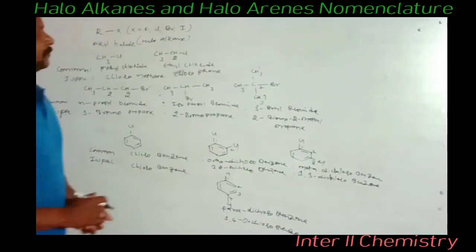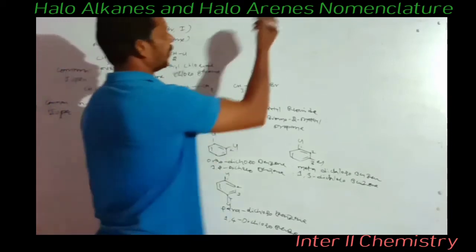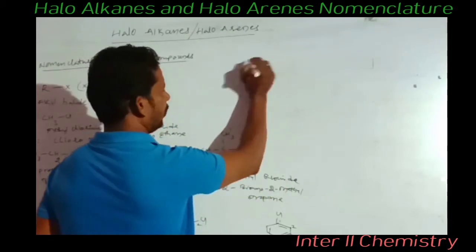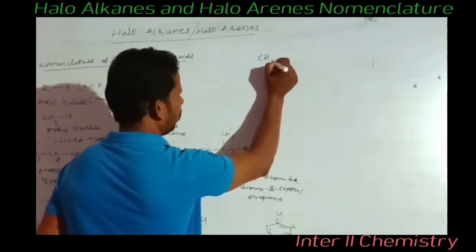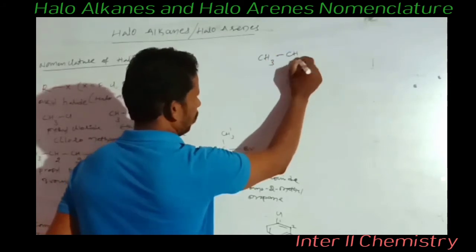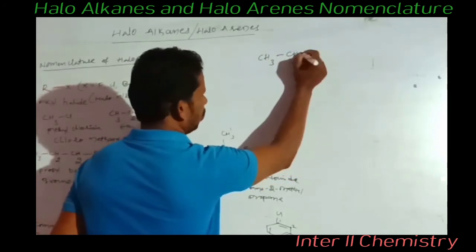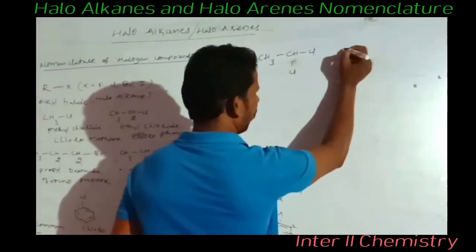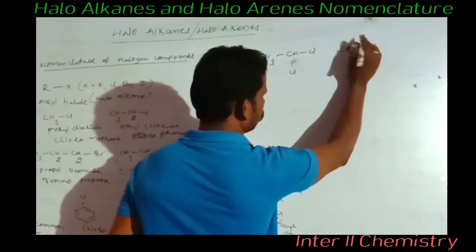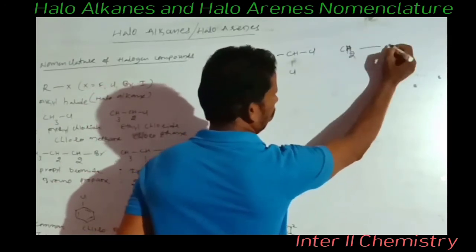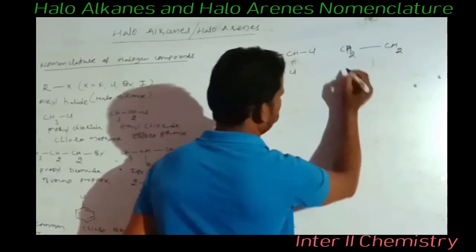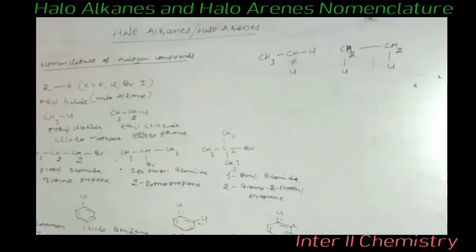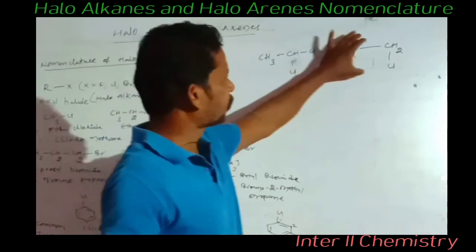Next, the other one: dihalogen compounds like dihaloalkanes. It is a very important dihalogen compound. Suppose, for example, I am writing CH3, CH, Cl and Cl. Give the name of that compound. Again I am writing CH2 and CH2, with chlorine and chlorine. Yes, it is also a dihalogen compound.